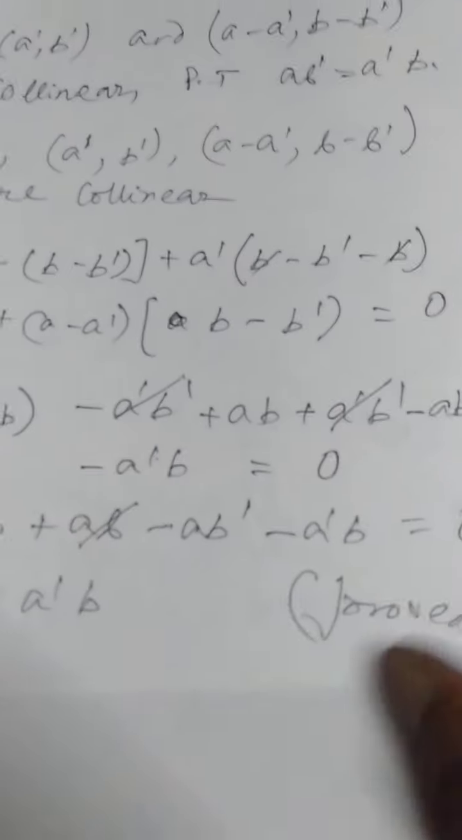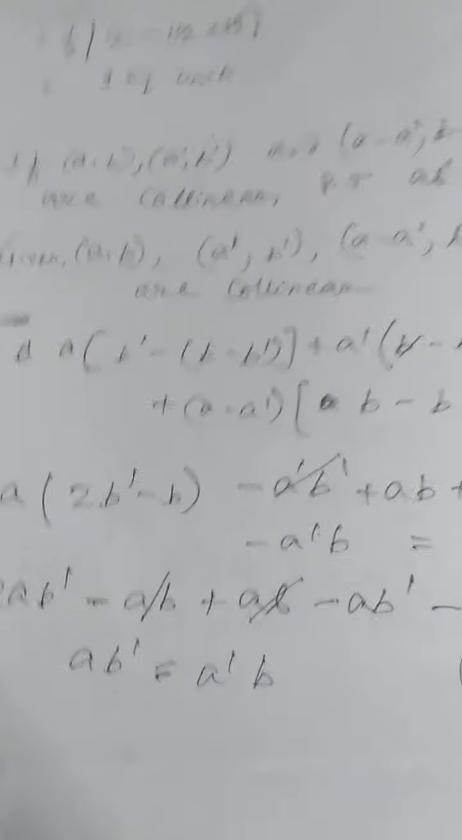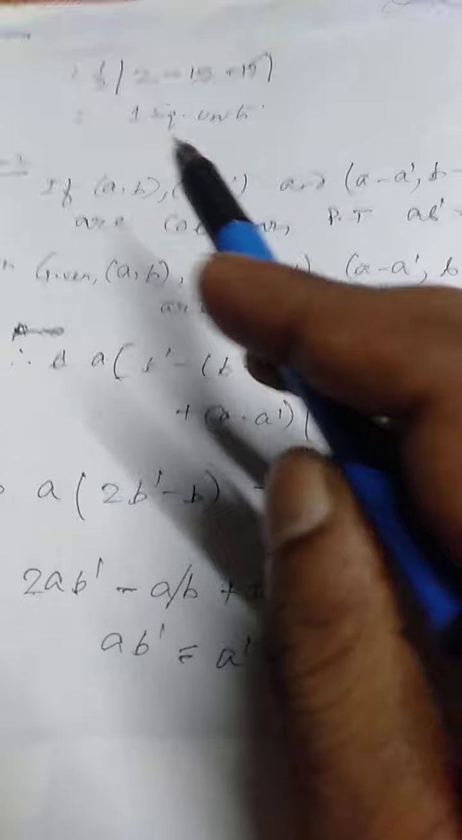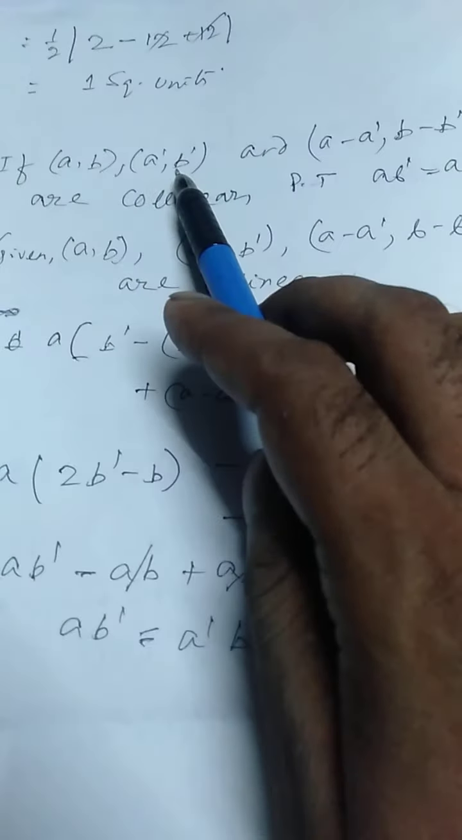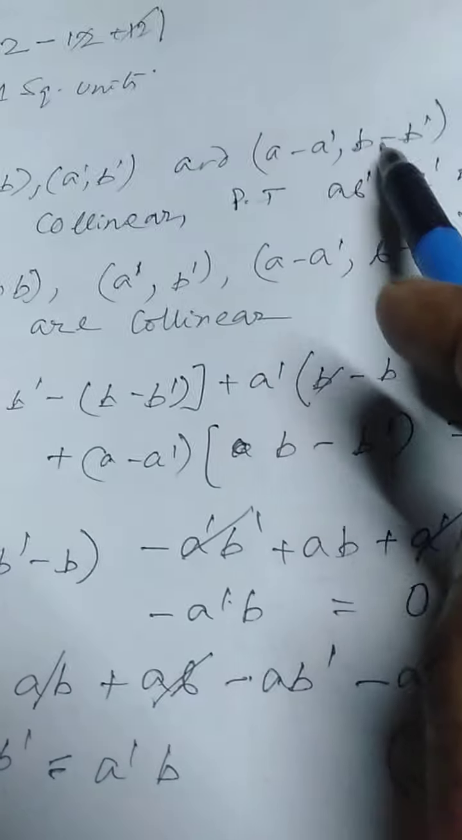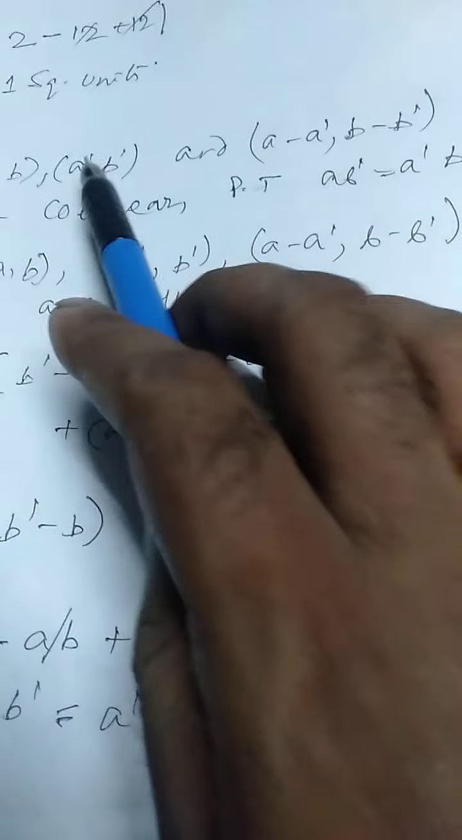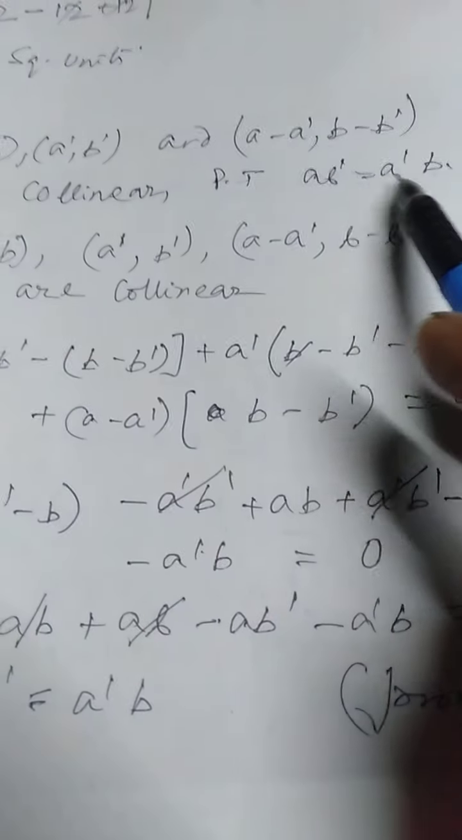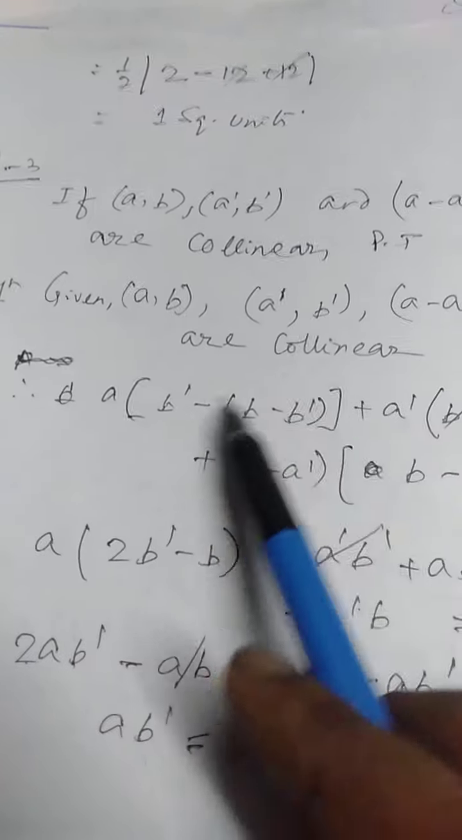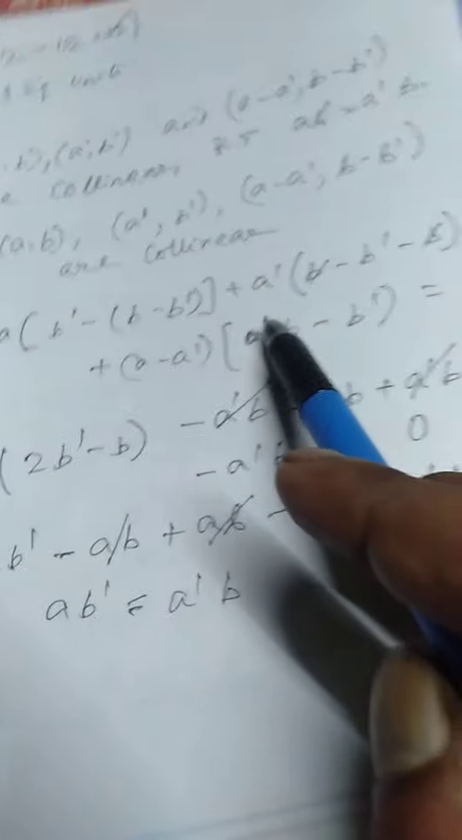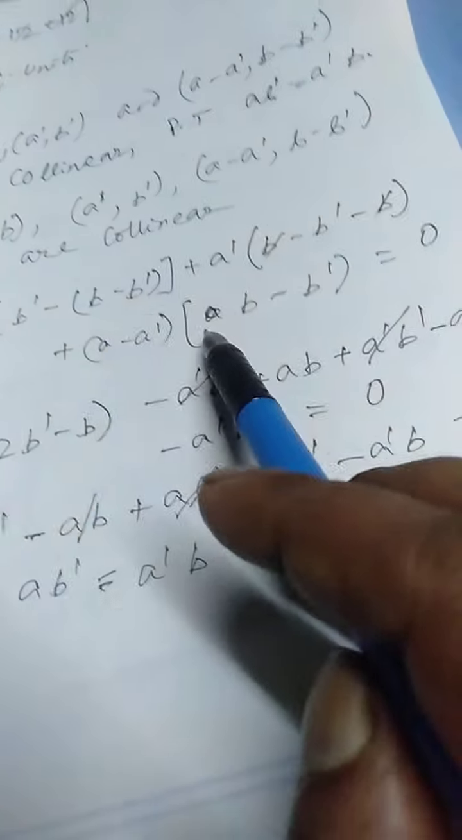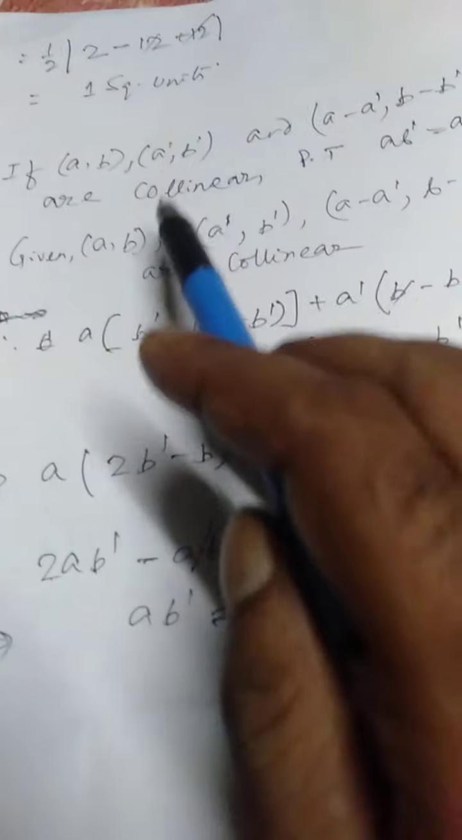Question number 3. If the points (a, b), (a dash, b dash) and (a minus a dash, b minus b dash) are collinear, then prove that ab dash is equal to a dash b. Collinear means, as I told you, the area of the triangle is 0. So x1 (y2 minus y3) plus x2 (y3 minus y1) plus x3 (y1 minus y2) equals 0. You put the values of x1, y1, x2, y2 and you can solve it and get the answer.